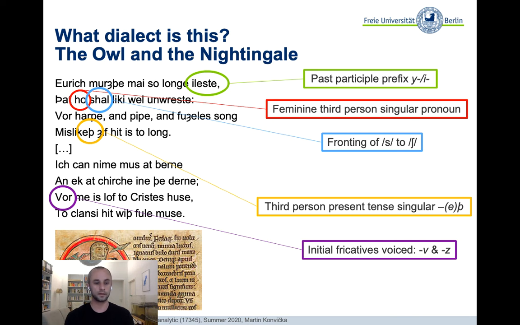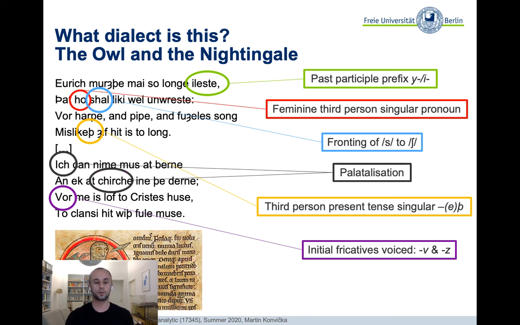If we look at this, in the first half here we also see "for me" as "vor me", and "vor harpe and piepe", and "vor le song". We see something that we discussed a couple of slides ago: initial fricatives that are voiced. So normally we would have something like "for me", but here the fricative f is voiced and it has the form "vor". It's also rendered as such in the spelling by using the V and not an F. And the same would be the case for things like "zeven" instead of "seven".